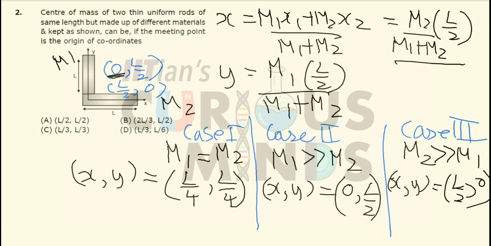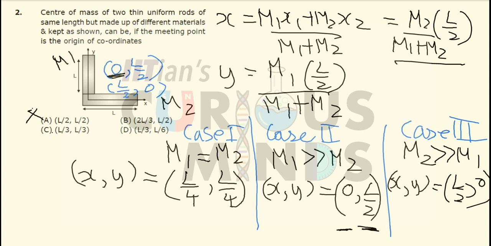Let us see which of the given values satisfies all these three formulae. If I consider the first value, that is L by 2 comma L by 2: if one coordinate is L by 2, the other coordinate cannot be equal to L by 2, it has to be equal to 0. So the first option is incorrect.